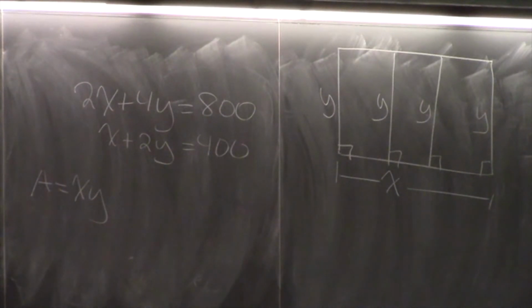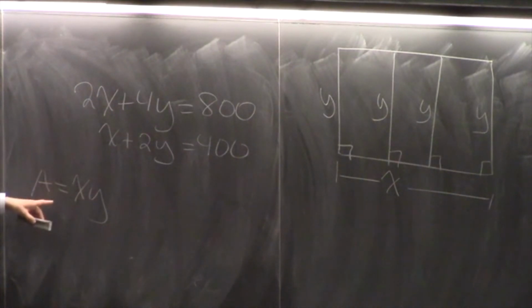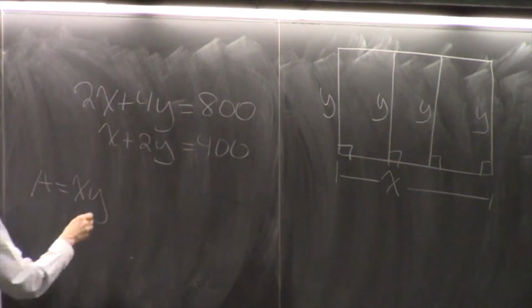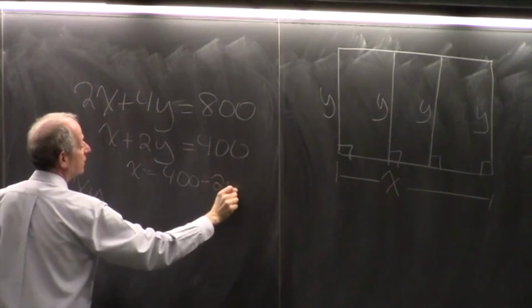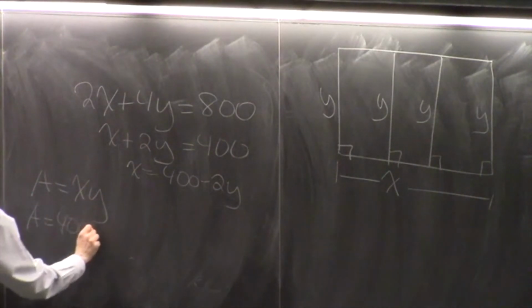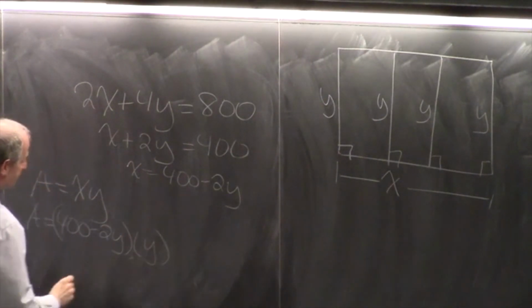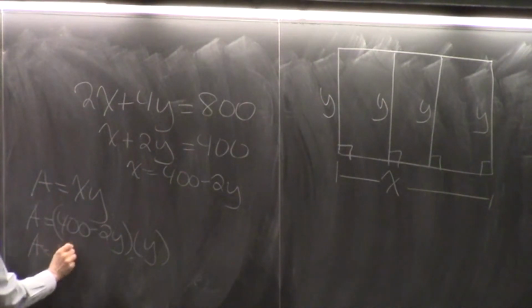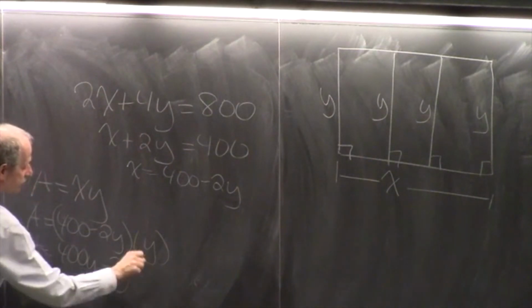So now you can take this top equation, isolate one of the variables and plug in the bottom equation. So for example, I could say x is 400 minus 2y, and go over here and say A is 400 minus 2y times y, or 400y minus 2y squared.